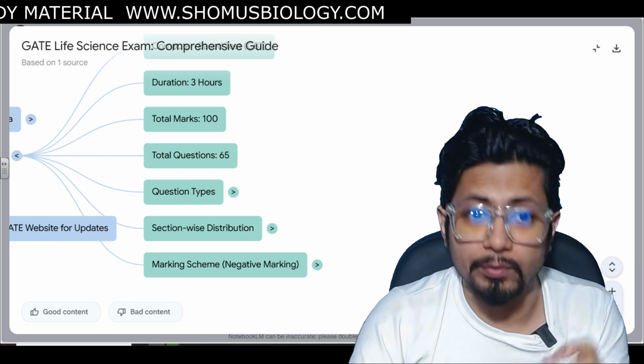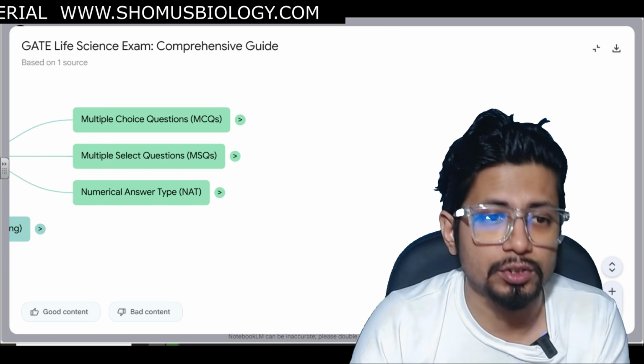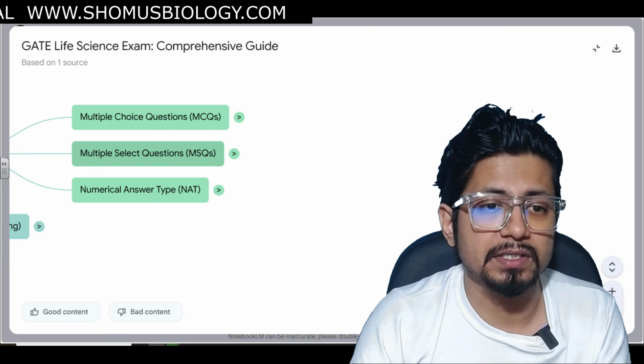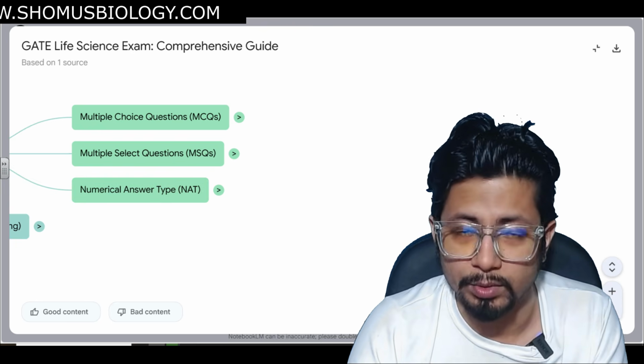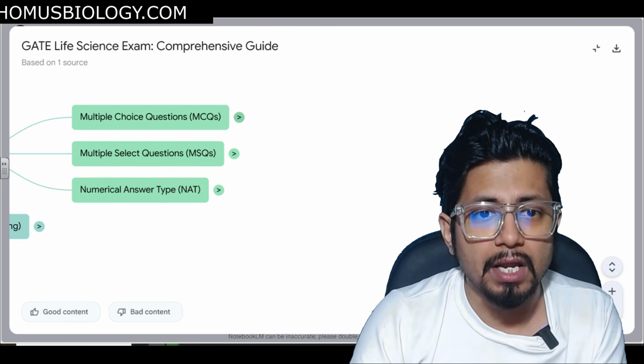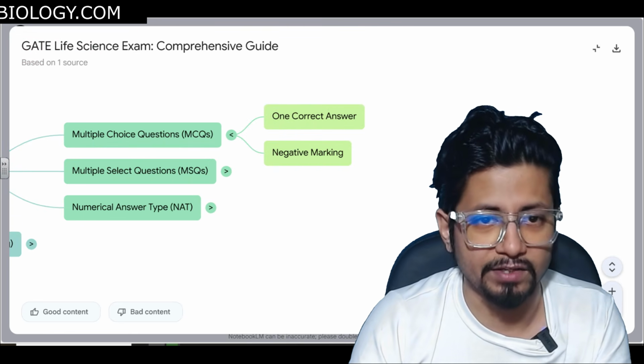But how exactly are the questions distributed? For the question type distribution, multiple choice questions and multiple select questions are both present, and numerical answer type questions, or NATs, are also present. Multiple choice questions have one correct answer, and there is also negative marking.